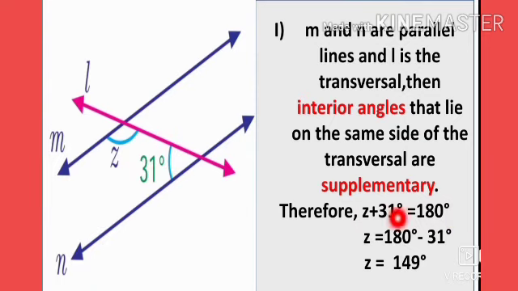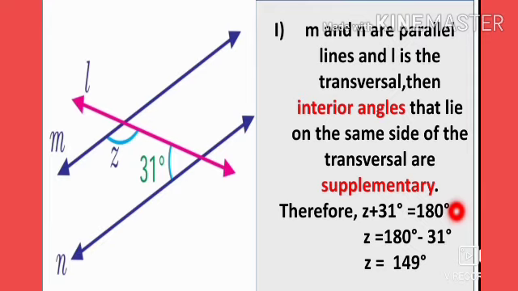That is, Z plus 31 degree is equal to 180 degree. Here we have to find the value of Z, the measurement of angle Z. So Z is equal to 180 degree, and here this 31 degree becomes minus 31 degree on the other side.